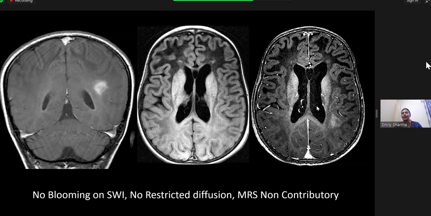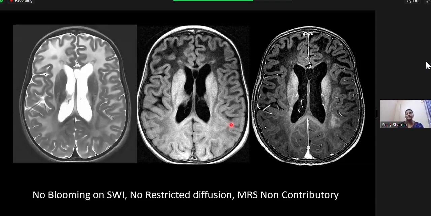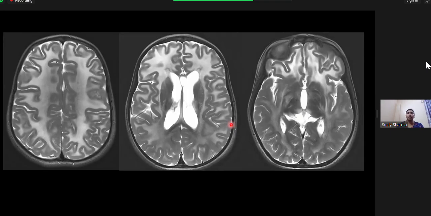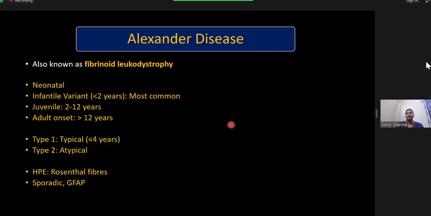Yes, already people have answered. It is Alexander's disease. Now, why is it not Canavan's disease? Because there are certain specific features which we can see in Alexander's disease in this case. So, what is Alexander's disease? It is also known as fibrinoid leukodystrophy.